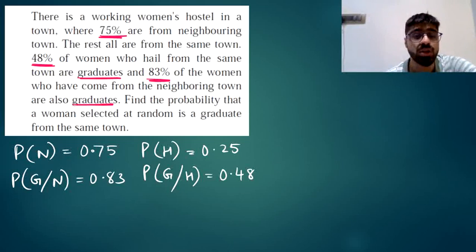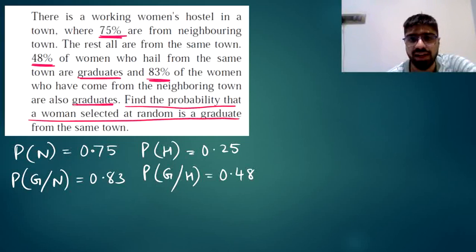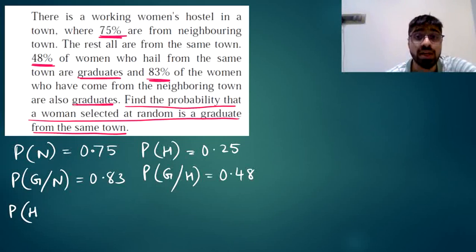Now in this question, you are asked to find the probability that a woman selected at random is a graduate from the same town. So see, they are telling you that the woman selected is a graduate. Now, given that the woman selected is a graduate, what is the probability that she belongs to the same town? So you have to find the probability of a woman belonging to the hometown, given that she is a graduate. Okay, steps remain the same.